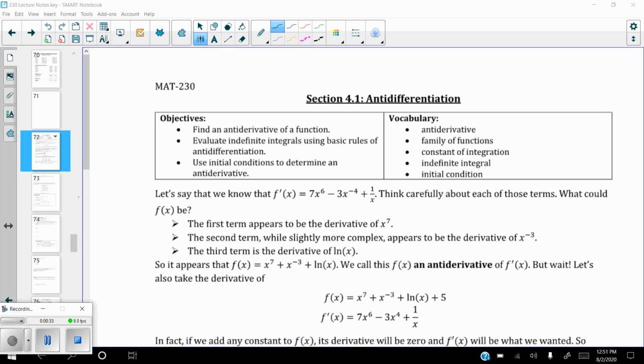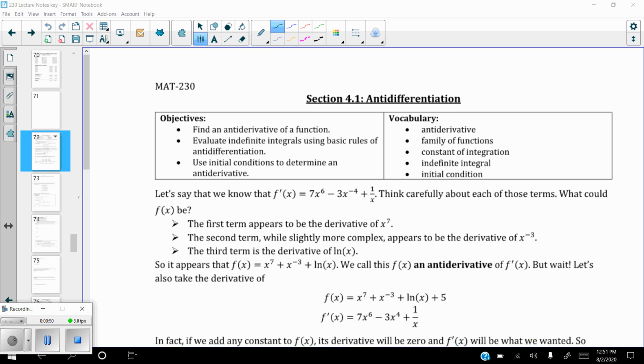So there's a lot of vocabulary involved in the objectives. We've got the terms antiderivative, family of functions, constant of integration, indefinite integral, and initial condition to all talk about, and we'll cover all those things as we get there.